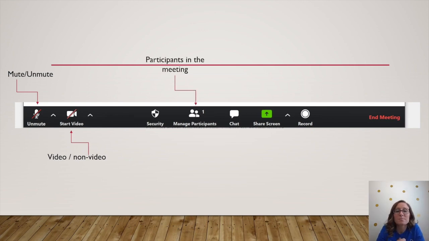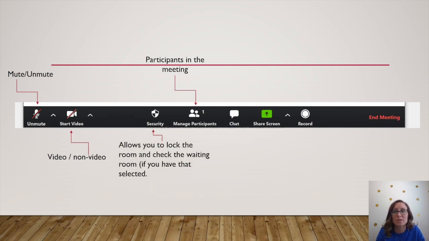Then the next part, I kind of skipped over the security, we'll come back to that, is manage participants. This shows the number of participants in the meeting. If you click on it, it'll bring up a whole list of those participants. If you are the host, then you can send people out. You can kick them out, or you can send them to a waiting room. You get a little bit more freedom when you are the host. You can mute people if you're the host, that type of thing. So it's pretty neat if you're in charge.